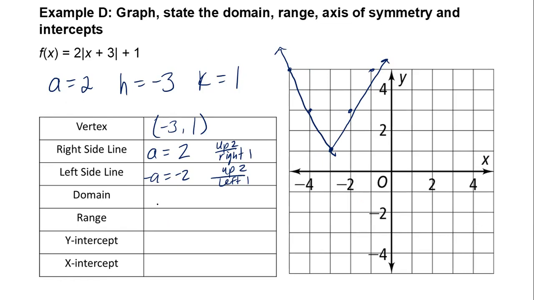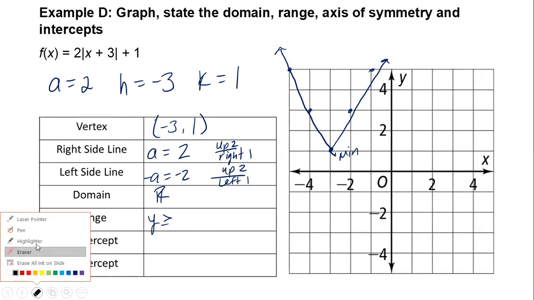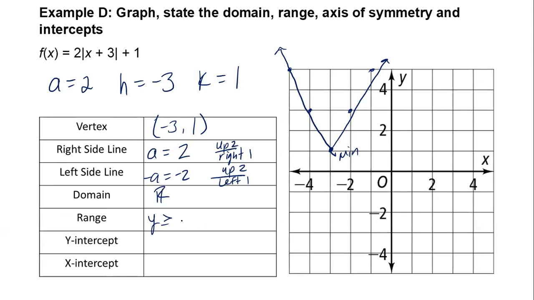Okay? What's my domain? It's always going to be what? All real numbers. My range this time, do I have a max or a min? I have a min. So that means y is greater than or equal to 1. Your x is always the opposite of what it looks like. So that means we start at 1 and we continue to infinity and beyond.